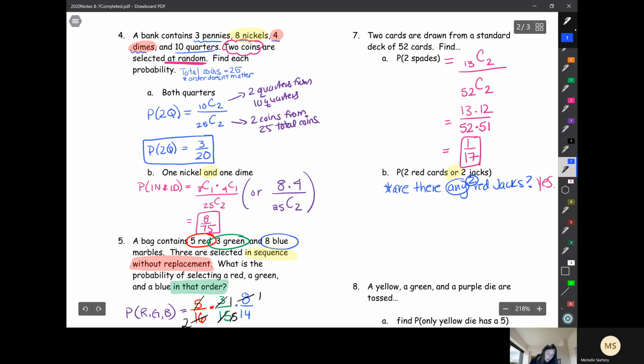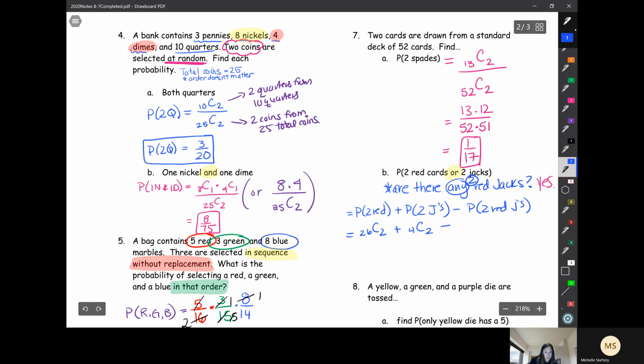So I'm going to do the probability of 2 red plus the probability of 2 jacks minus the probability of 2 red jacks. So we think about how many red cards are in the deck. Well, half the cards are red, half the cards are black. So we have 26 and we're choosing 2 of those. Plus, how many cards are jacks? There's 4 jacks, so we have 4 and we're choosing 2 of those.